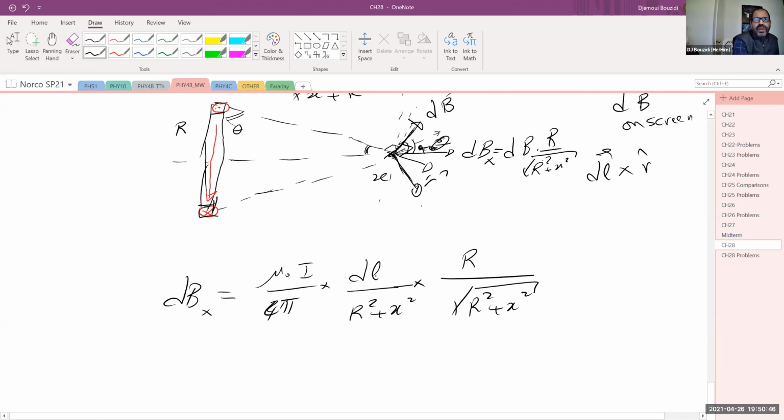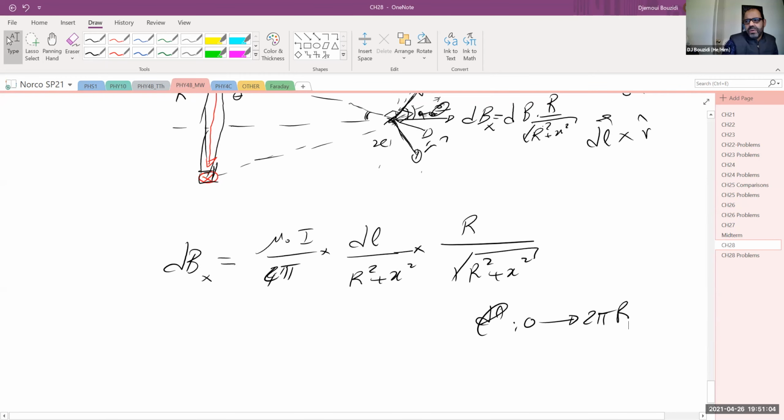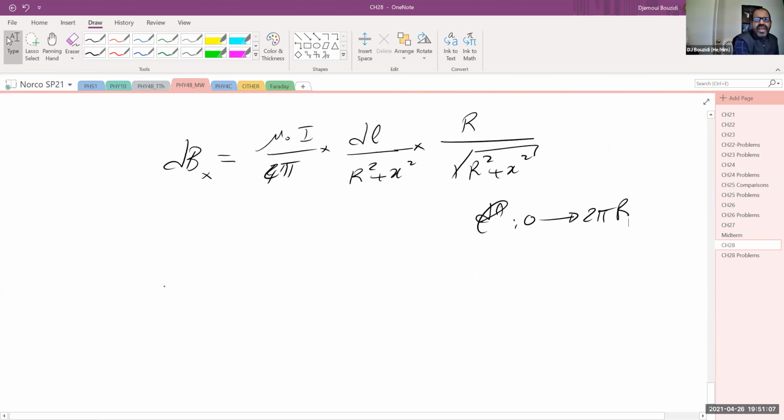I have to sum it from 0. So dL changes from 0 to 2 pi r. And there is nothing in here that has the angle in it whatsoever. So when I sum, all I have to do is just multiply by 2 pi r, that's all. So the whole expression now looks like this for the magnetic field, and it's all in the x direction only.